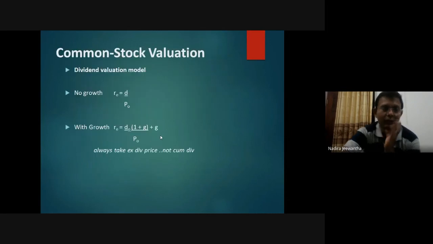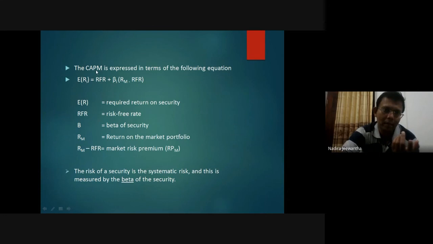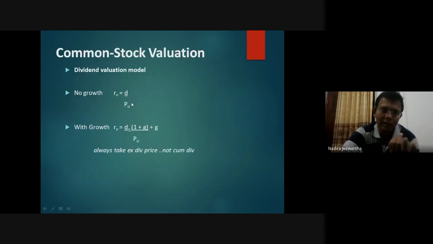Now see, this is the dividend valuation model. I'm not taking much time on this. This is how you decide the required rate of return. There are two methods: CAPM, the capital asset pricing model, and the dividend model.